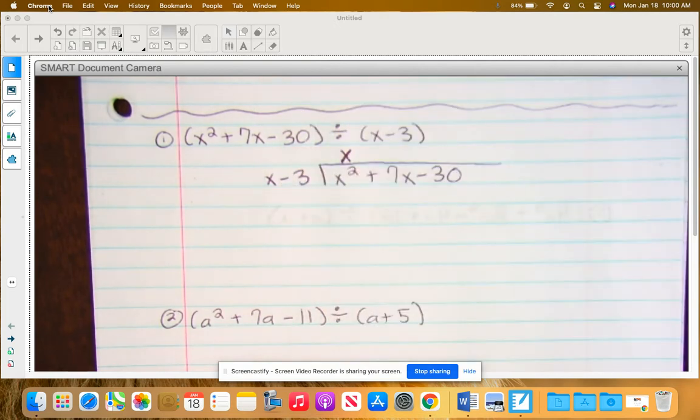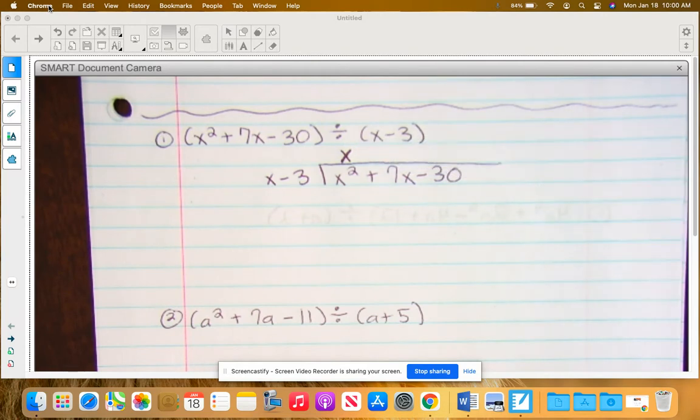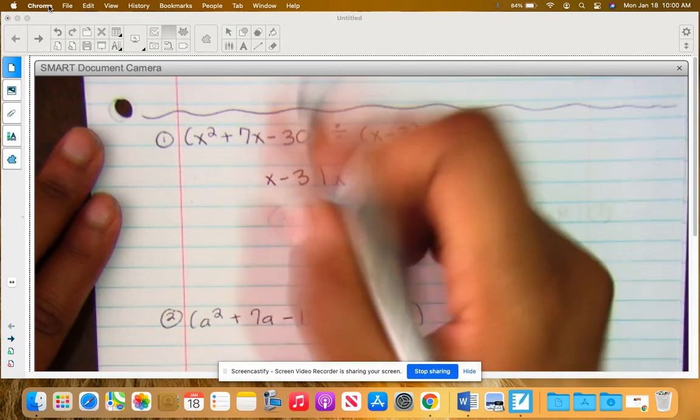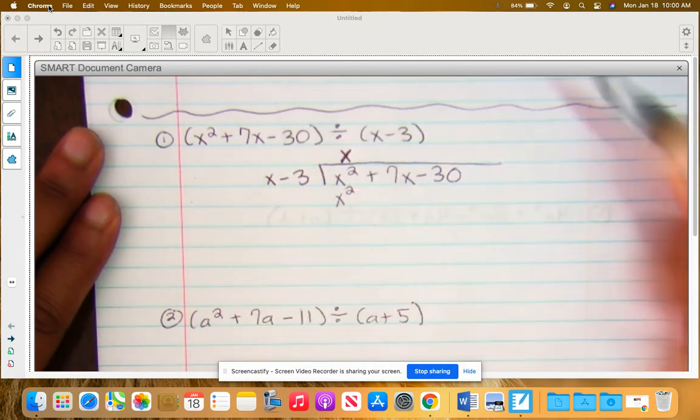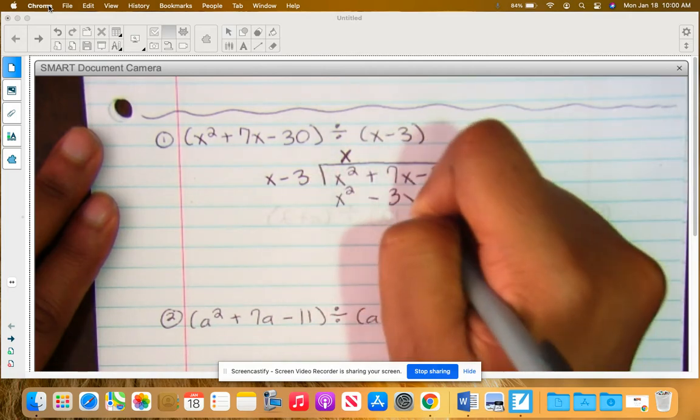So personally, I think of it in terms of multiplication. So I ask myself, x times what gives you x squared? And that something that we're missing was x. So that goes up there at the top. Now we multiply. X times x gives me x squared. X times negative 3 gives me negative 3x.